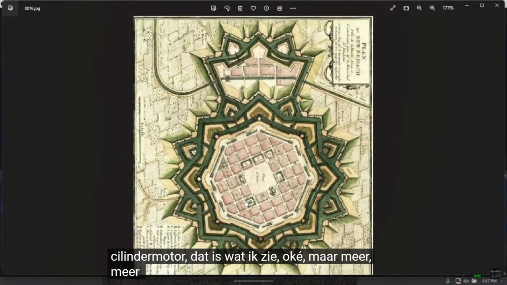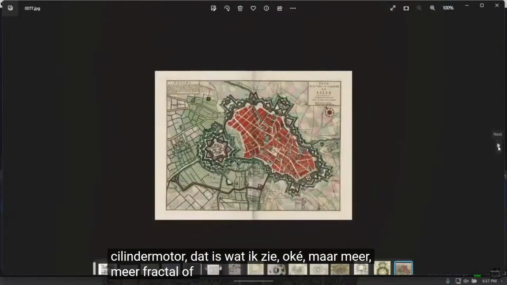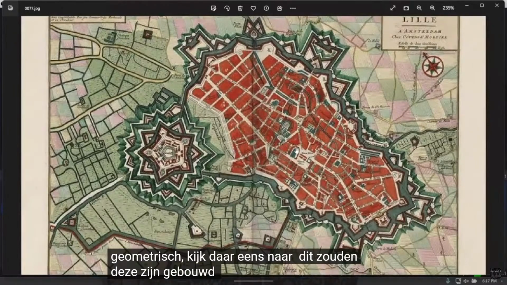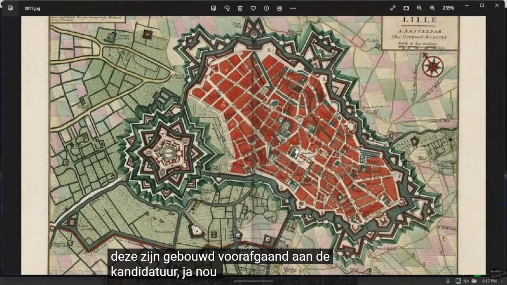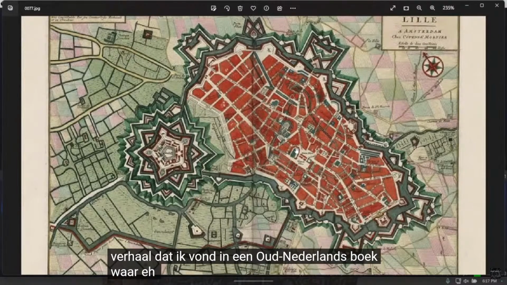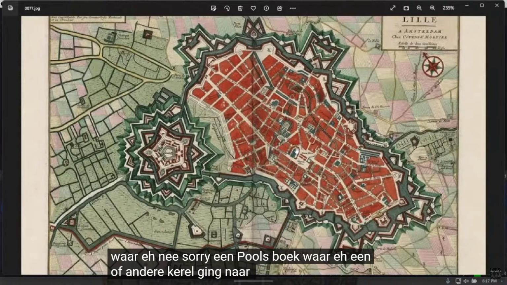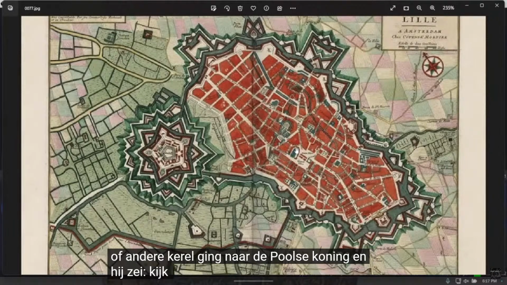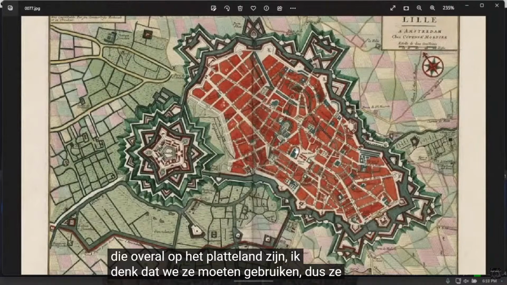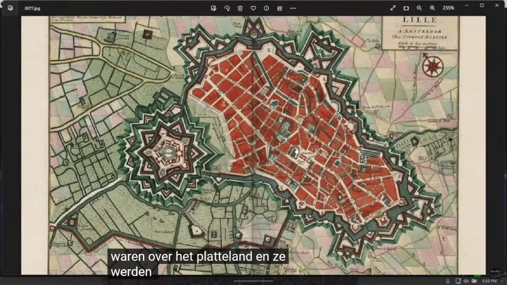Okay, but more fractal or more geometrical. Look at that. So these would have been built prior to cannonading, right? Yeah, well, I found one narrative in an old Dutch book, or a Polish book, where some guy went to the Polish king and said, look, all of these forts that are all over the countryside, I think we should utilize them. So they were over the countryside and they weren't being used. So these things were there already.